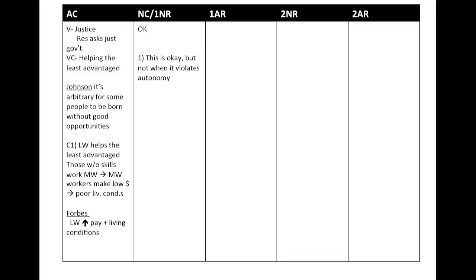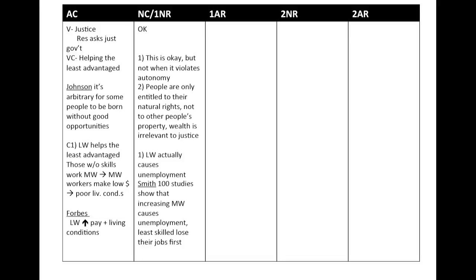So let's say that the first argument that the negative debater makes is, oh yeah, helping the least advantaged is good, but not when it violates autonomy because autonomy is the most important thing. And let's also say that the negative argues that people are only entitled to their natural rights, not other people's property, so wealth is irrelevant to questions of what a just government has to do. And lastly, let's say they responded to the first contention by saying, oh, whoa, actually, a living wage causes unemployment. And they use this sort of Smith analysis here saying, I've got 100 studies that show that increasing the minimum wage causes unemployment, and the least skilled lose their jobs first, and it's better to have a bad job than no job, so a living wage actually hurts the least advantaged.